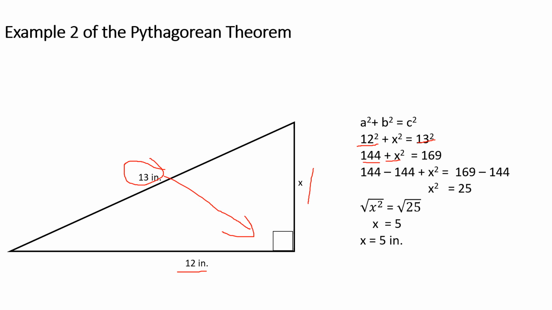12 squared is 144. 13 squared is 169. And remember, when we do algebra, we have to balance. If we subtract something from one side, we have to subtract that same amount from the other. 144 minus 144 is 0, which leaves the x squared here. If I subtract 144 on the left side, I have to do it on the right side. 169 minus 144 is 25. So my x squared equals 25. The square root of x squared is x, and the square root of 25 is 5. So my x here is 5 inches.